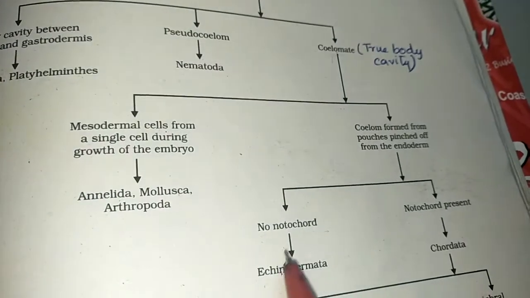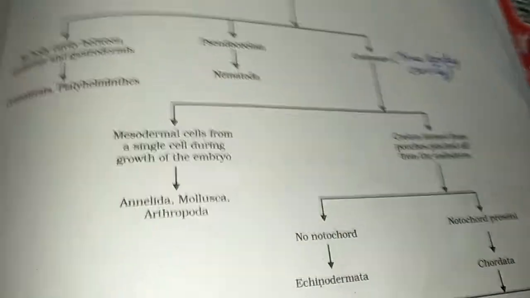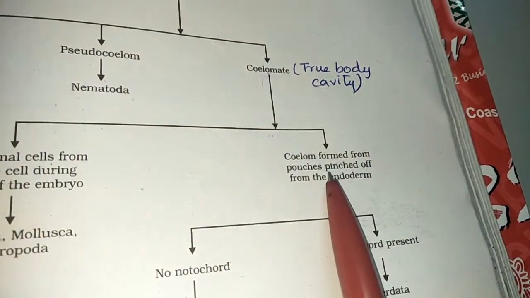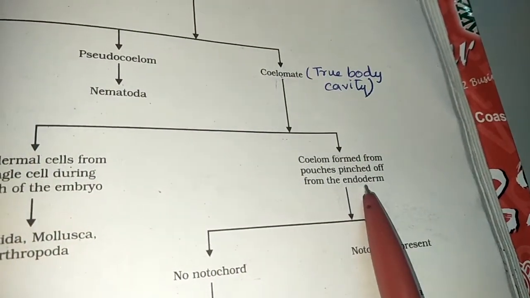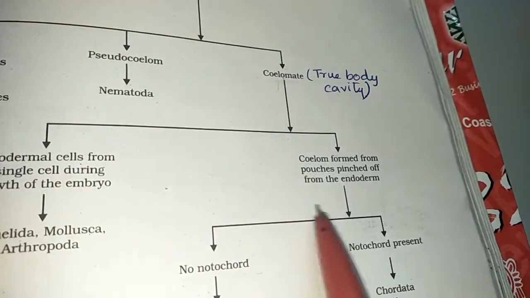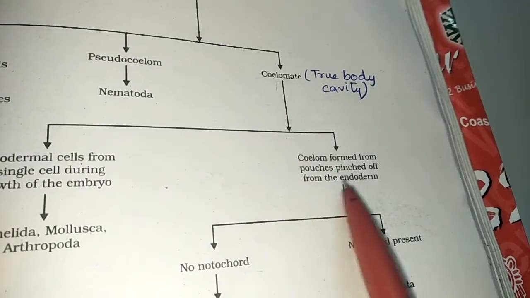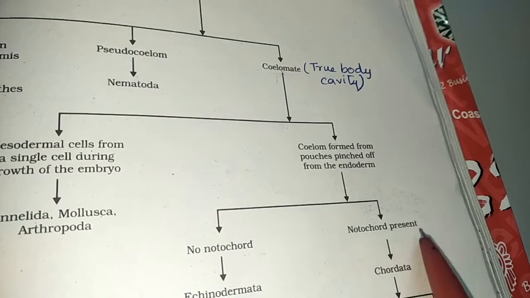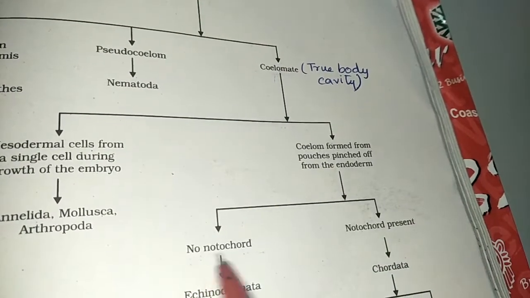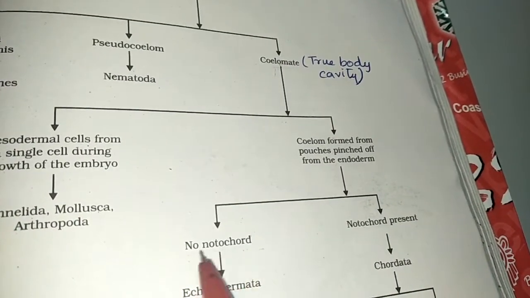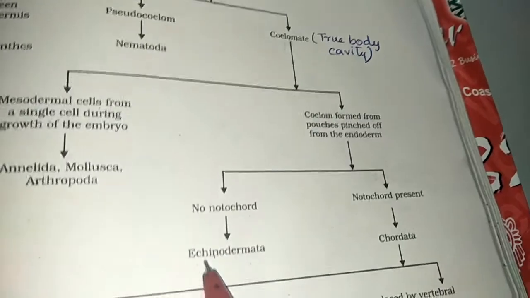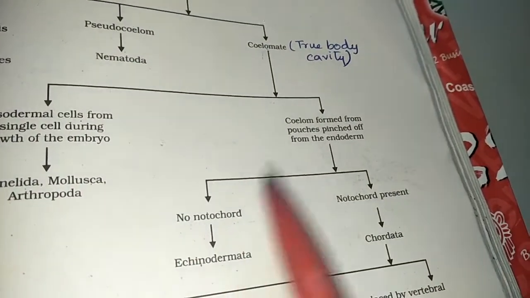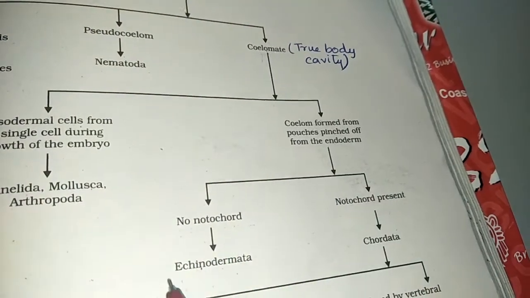Now here if you see, the coelom is formed from pouches pinched off from the endoderm. Because we now have coelom, we have coelom pouches here, but there is no notochord. Notochord is something related to the brain and spinal cord. So these echinodermata don't have a notochord. They are coelomate, but they don't have a notochord.